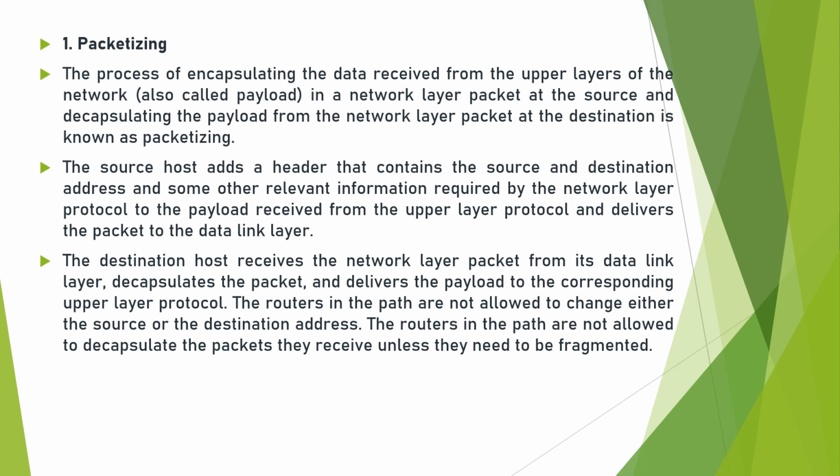The source host adds a header that contains the source and destination address and some other relevant information required by the network layer protocol to the payload received from the upper layer protocol and delivers the packet to the data link layer. The destination host receives the network layer packet from its data link layer, decapsulates the packet, and delivers the payload to the corresponding upper layer protocol. The routers in the path are not allowed to change either the source or the destination address. The routers in the path are not allowed to decapsulate the packets they receive unless they need to be fragmented.